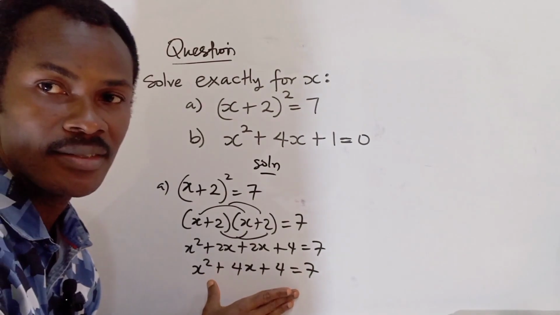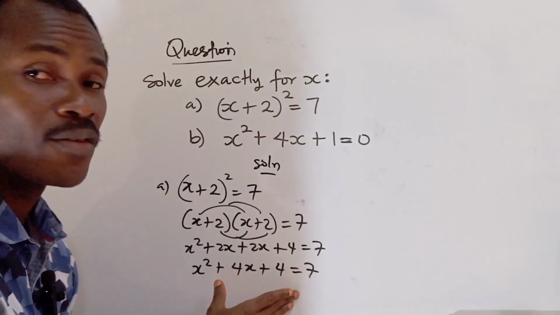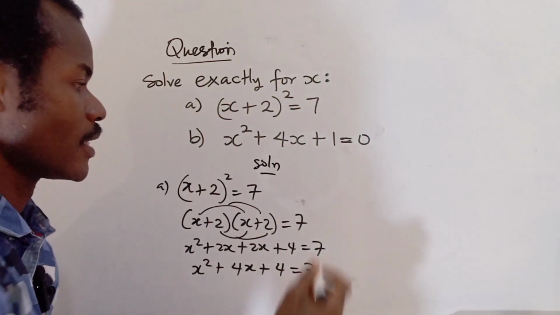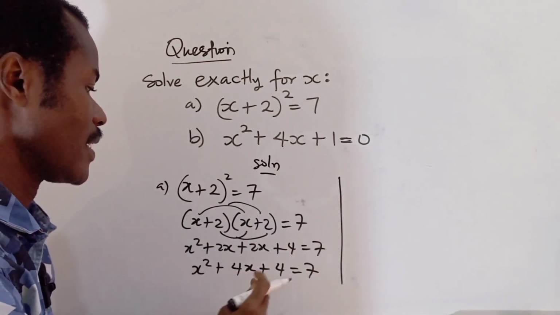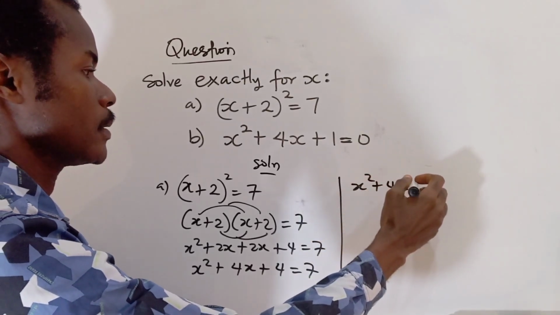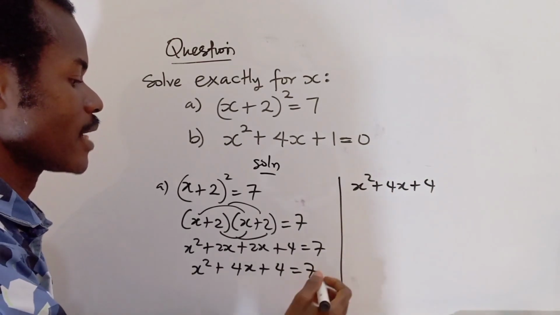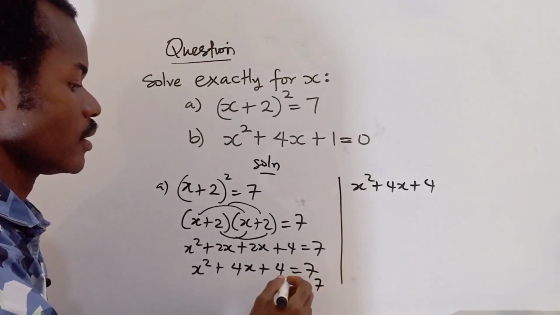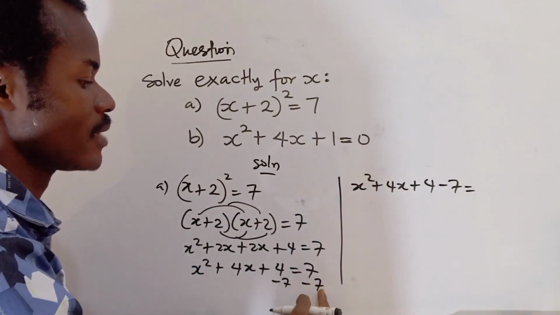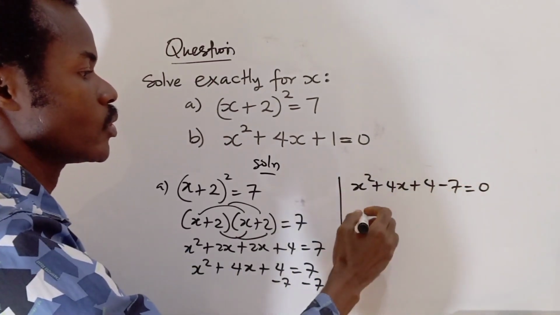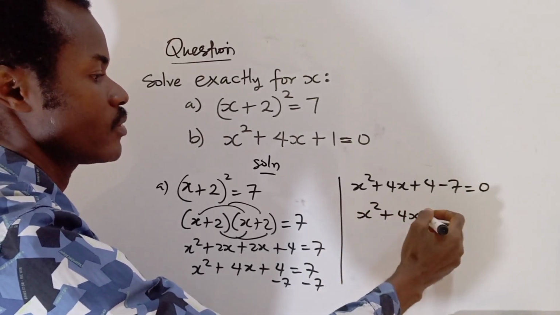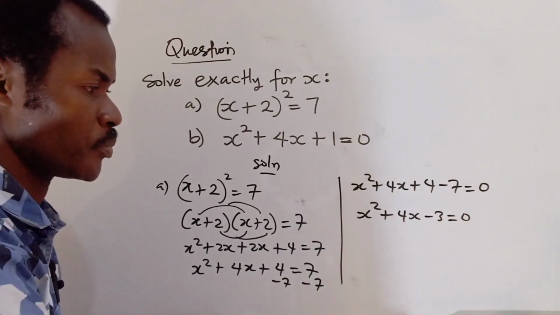Now if you do this, you still solve all this and come back to this. For instance, I'm going to show you: we have x squared plus 4x plus 4. We are going to subtract 7 from both sides, so we have minus 7, and 7 minus 7 on the right hand side is 0. So we have x squared plus 4x plus 4 minus 7, which is minus 3, equal to 0.